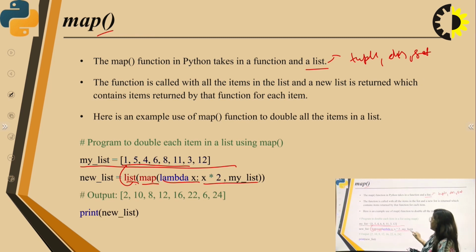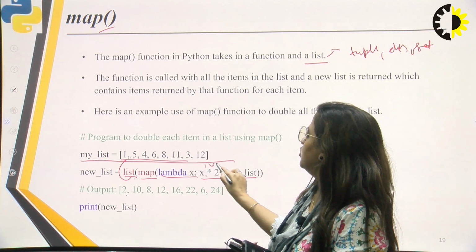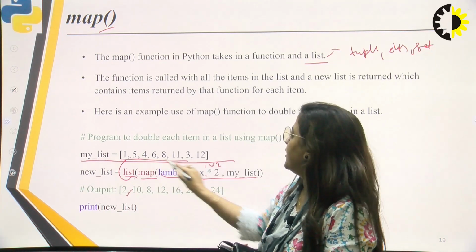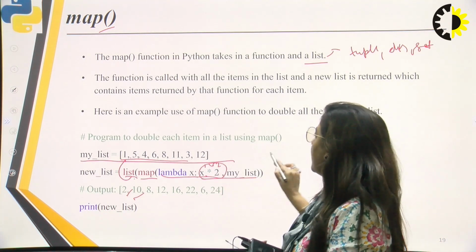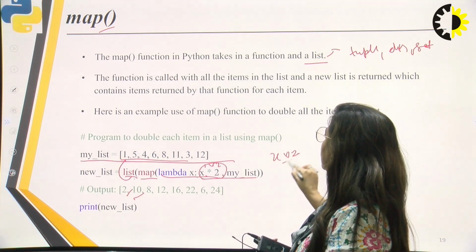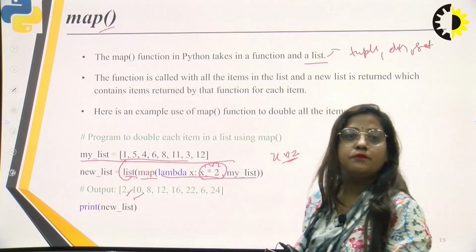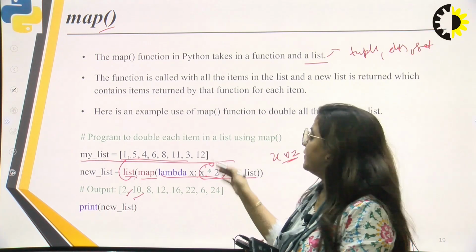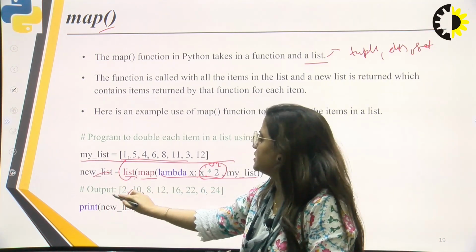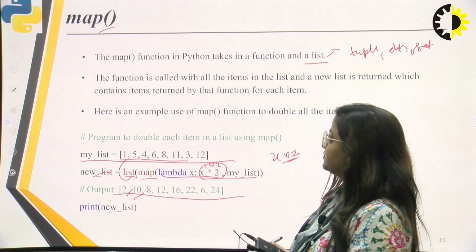So this one, my left, this is 2, so x is 1 into 2, the output is 2. 5 into 2, the output is 10. So here the operation is x multiplied by 2. So all the items in this list are multiplied by 2, and the final output of the new list is 2, 10, 8, 12, 16, 12 and 24.